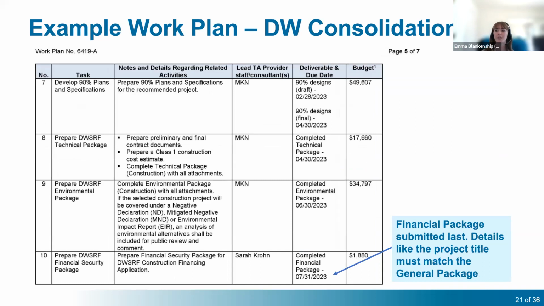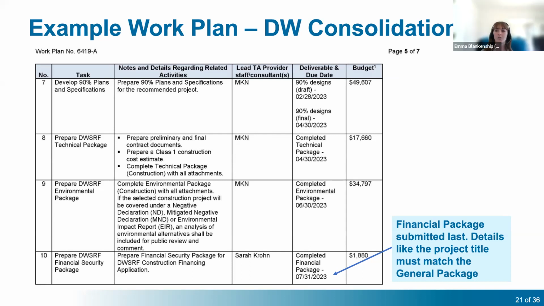Next is the plans and specs, and on this one, we're going to 90%. And then we have all of these application packages, so technical, environmental, and financial. For the environmental package, we might need to loop in the environmental review unit. So once it's time for that, you can just reach out to your project manager to make that connection. And then the financial package is submitted last. And the details like the project title must match the general package.